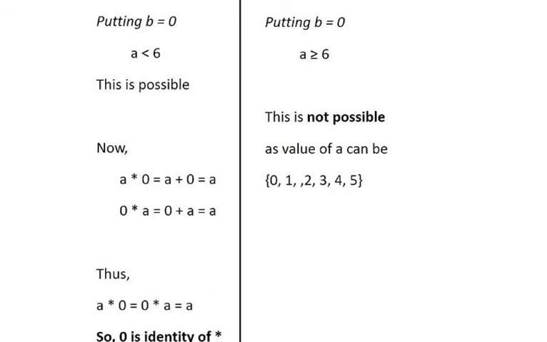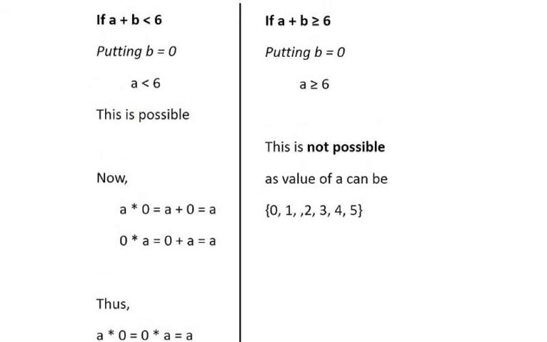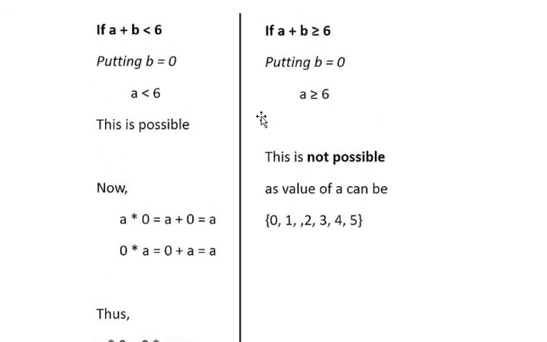Now, if A plus B is greater than or equal to 6, our definition is A plus B minus 6. So, putting B equals 0, A would have to be greater than or equal to 6, but only this is possible, right? So this case is not possible. Why is it not possible? Because the star is an operation on 0, 1, 2, 3, 4, 5, so there is no 6 in that set. Therefore this case is not possible. So we can say that 0 is the identity element.